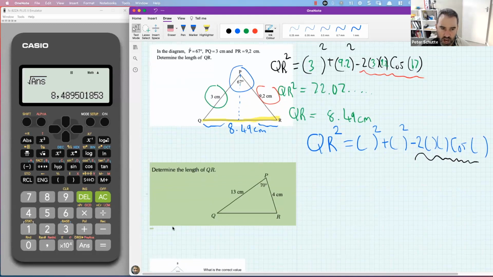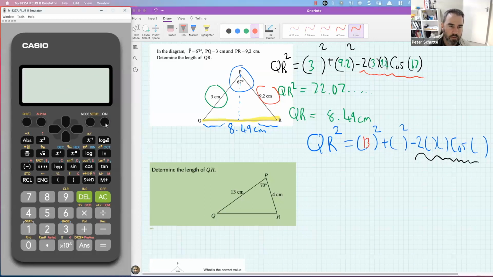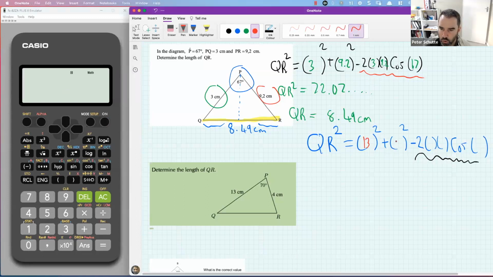So how are we doing on the answer for QR? I guess we should start by doing what I said. Here I should write QR squared. Well, I suppose I could just use the thing I've got above because it actually literally is a QR. So I can go 13. And I can go 4. And then 13 and 4. And then 70.